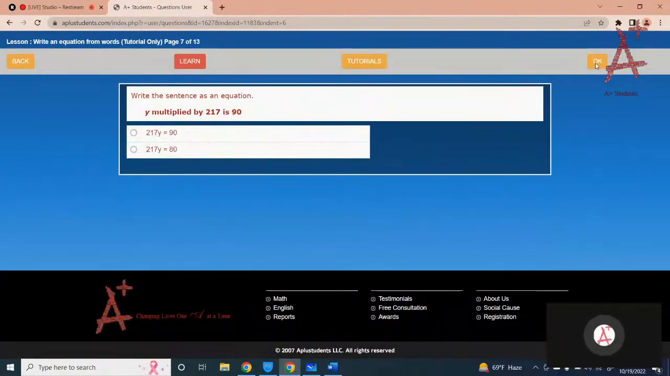Okay, the next one is write the sentence as an equation. Y multiplied by 270 is 217 is 90. That means you need to do 217 times y equals 90. Got it? Just select the correct option and click on the OK button.